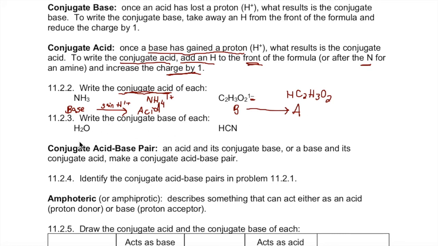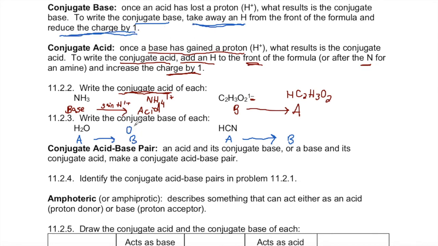So here we have some acids that we want to write the conjugate base of. So if we want to write the conjugate base of something, that something must be acting as an acid. And to get to the conjugate base, we're going to take away a proton. So we take away an H and we reduce the charge by 1. So what an acid does is give away a proton. So we're giving away an H and we're giving away a charge.